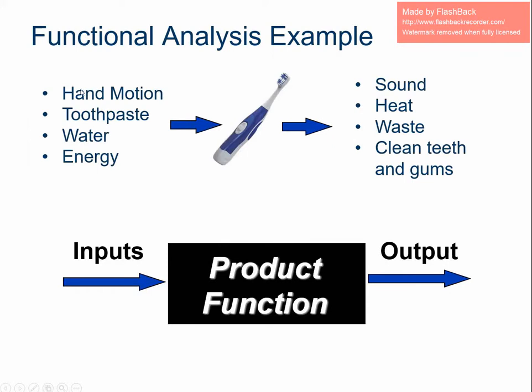So inputs, we have a hand motion. We use toothpaste. We use water, and there's energy. That electrical energy is converted to mechanical energy. What are the outputs? Remember, we lose everything to sound and heat first. Also, we have a waste product, the toothpaste, whenever you spit it out. Another output is clean teeth and gums. So that is what a functional analysis looks like.